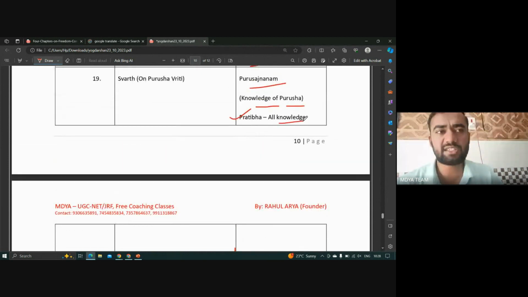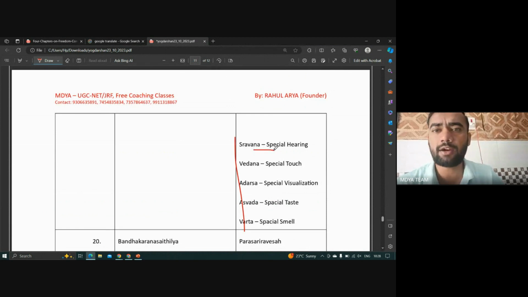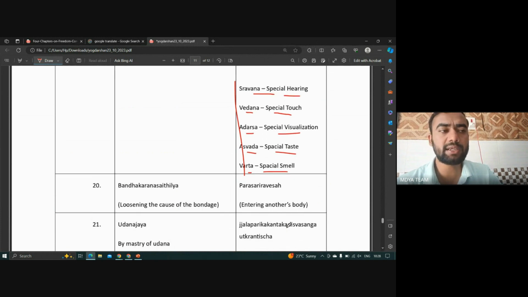First is the Pratibha Siddhi, all knowledge. Second is the Shravan Siddhi, special hearing power. Number third is the Vedana, that is special touch. Number fourth is the Adarsh Siddhi, that is special visualization. Number fifth is the Aswad Siddhi, special taste Siddhi. Varta Siddhi, special smell Siddhi, we will discuss in today's class.